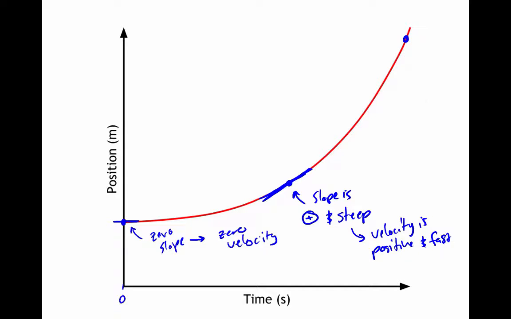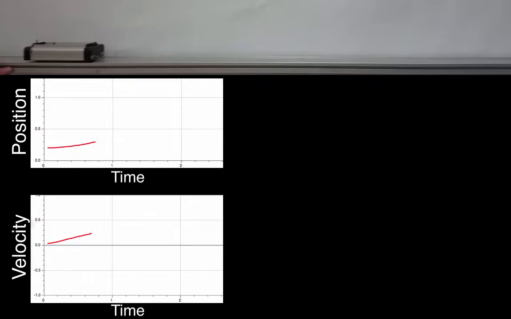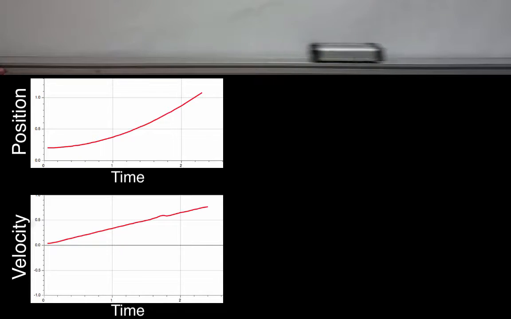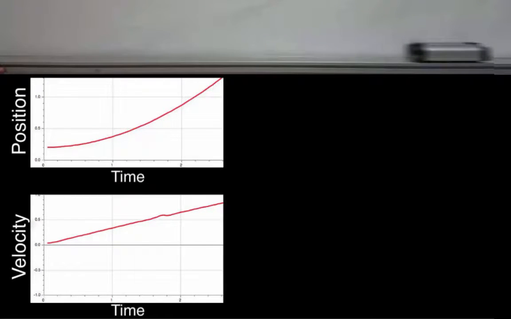Looking at the very end, I notice that the slope is even steeper than it was before. So it's the steepest positive slope, which means the fastest velocity. So now let's take a look at what that might look like. As you can see, our object did have a slope. It started at 0, it got steeper, and then ended as steep as it possibly could.